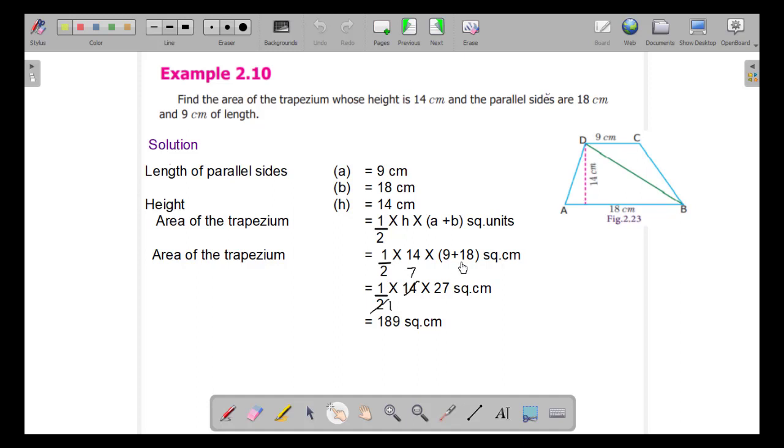According to the BIDMAS rule, the operation within the bracket should be completed first. So first add these two numbers. We get 1 by 2 into 14 into 27. Then if we simplify, we get: half of 14 is 7, and 7 times 27 is 189 square centimeter. Therefore the area of the trapezium is 189 square centimeter.